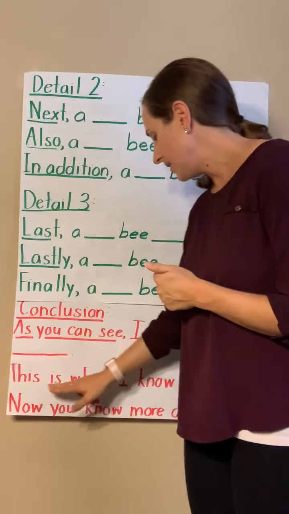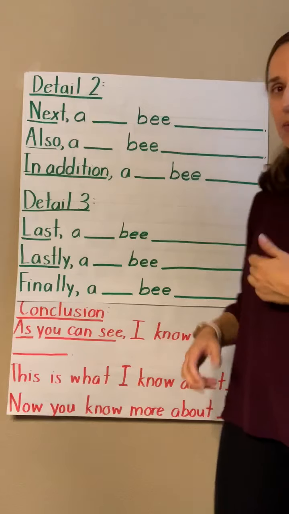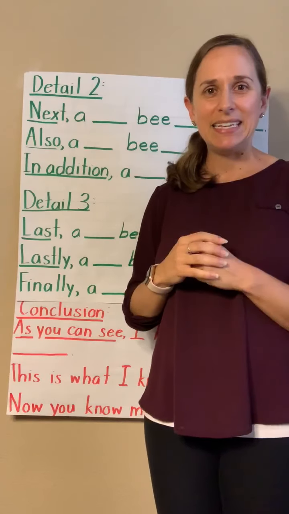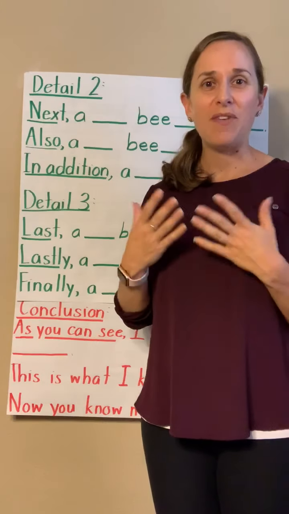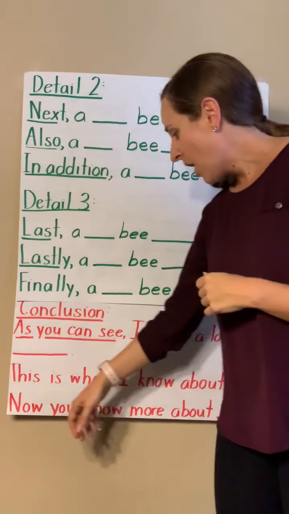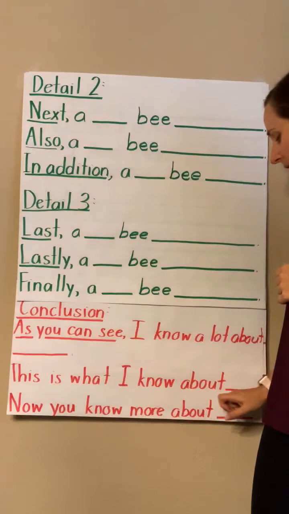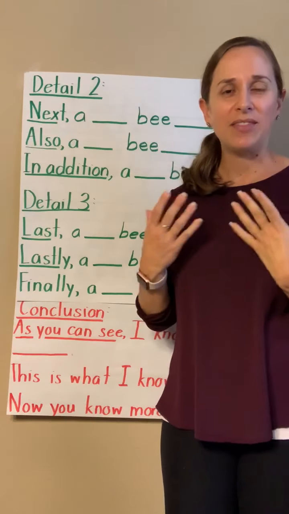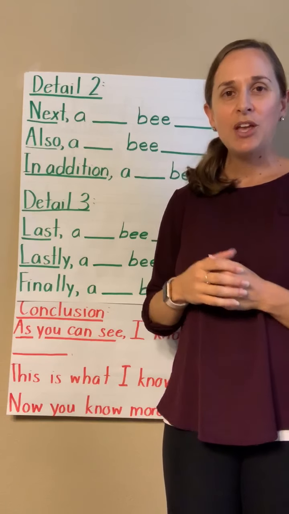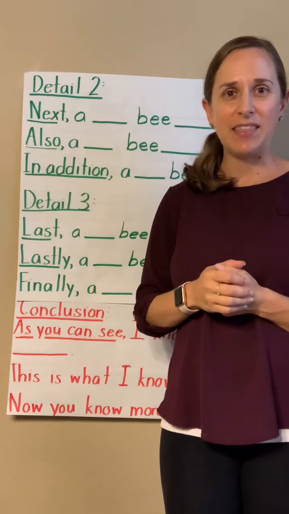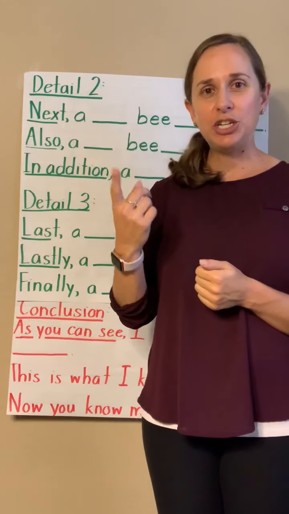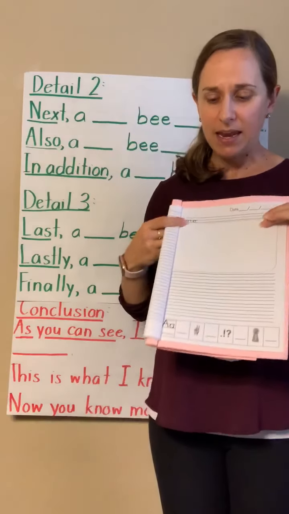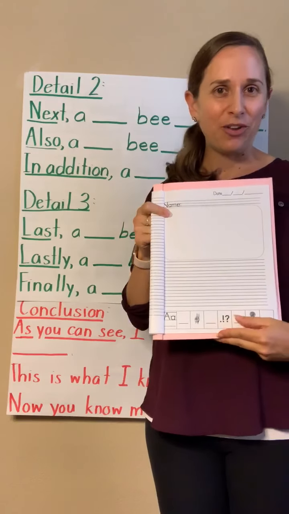They can choose, this is what I know about. So again, going back up to their topic sentence, they want to make sure that they are repeating that idea that they know something about bees, the fact that there are 3 different kinds of bees. Or they can choose, now you know more about, and then there's that blank. So again, mentioning something about the fact that there are 3 different kinds of bees in a hive. Students should go ahead and choose their conclusion sentence that they would like to use for today. They should share their idea out loud, and then they can go ahead and write their conclusion at the very end after their 3rd detail.